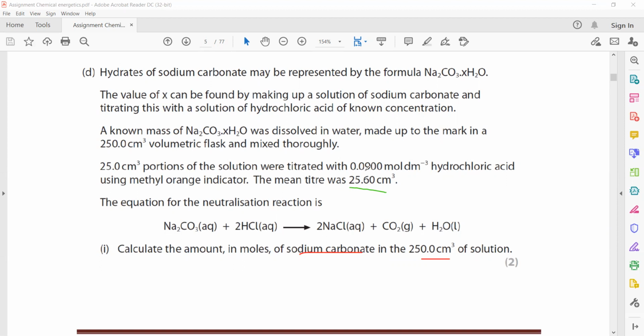So first we have the concentration and we have the volume of hydrochloric acid. Using the concentration and the volume, but the volume should be in dm cube, so we divide by 1000. So it will be 0.0256 dm cube. So concentration times volume will give the moles of HCl. Using the mole ratio we get the moles of sodium carbonate, but those moles will be in 25 cm cube. In 250 cm cube the moles will be 10 times because the volume is 10 times. So the solution for this, step by step.